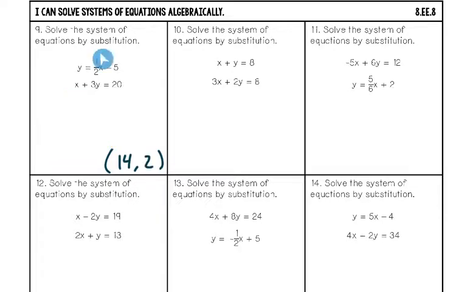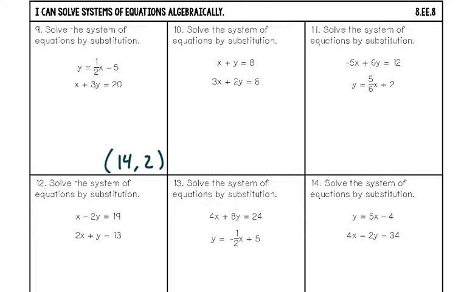So my solution to this system is (14, 2). Let's look at number 10. Now, I normally wouldn't solve this one by substitution. I would solve this one by elimination. You can do that if you want to. If you want to solve it by substitution, because it says to, that's fine. But you can also graph it or solve it by elimination because you know all those methods.